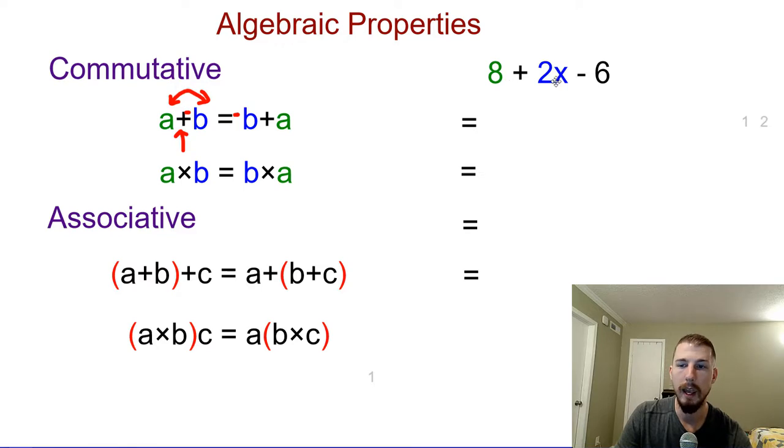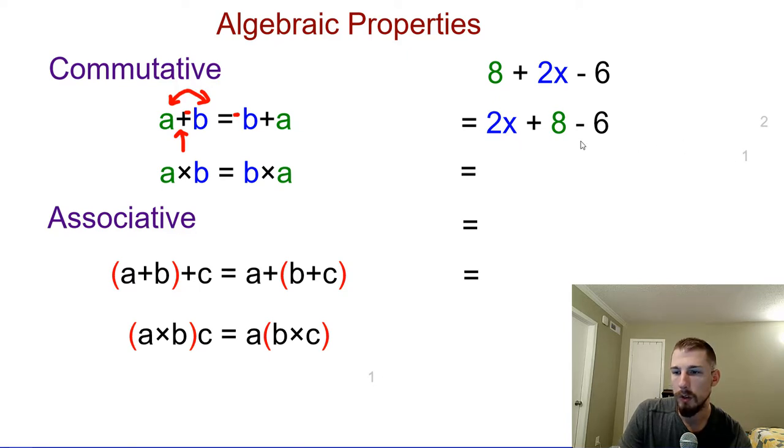So if we have 8, 2x, and negative 6, I want to add the negative 6 or subtract it from the 8. But in order to actually do that, we have to rearrange it with the commutative and the associative properties of addition. So the first step we might do would be to change the order of the 8 and the 2x. So we switch the order across the addition sign. That's the commutative property of addition. And now I want to regroup.